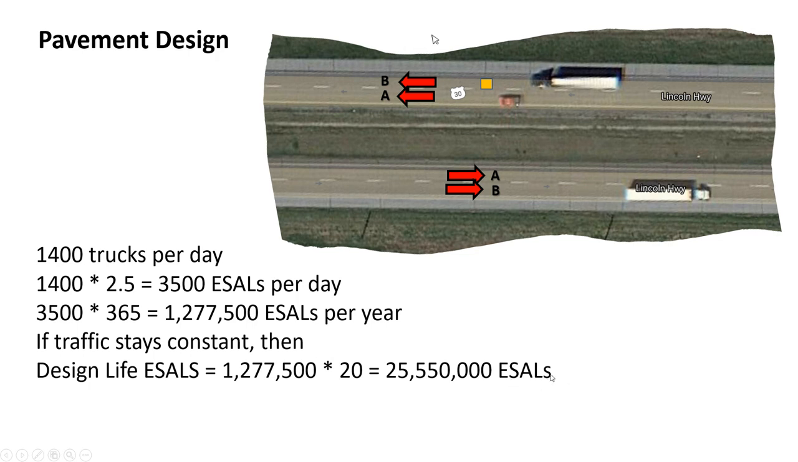Sounds like a lot, right? 25 million equivalent axles are going to pass over this little spot over the next 20 years. That's what our estimate is, and that's what we designed for. And this is mid-range for pavement. 25 million ESALs, that's mid-range, right?